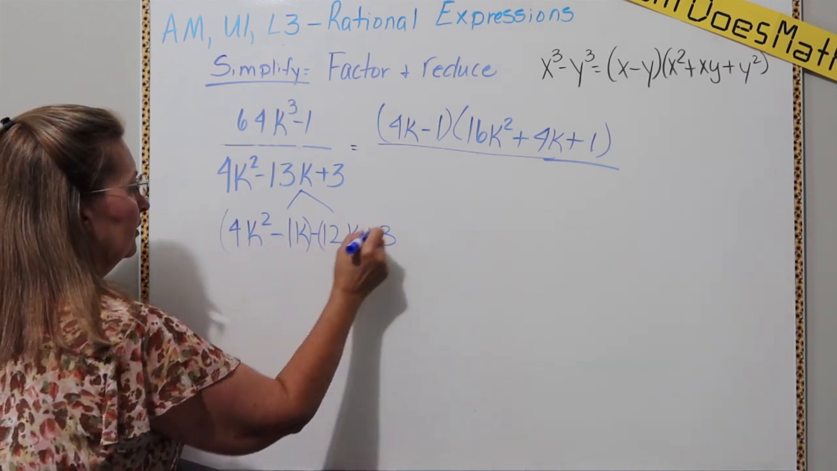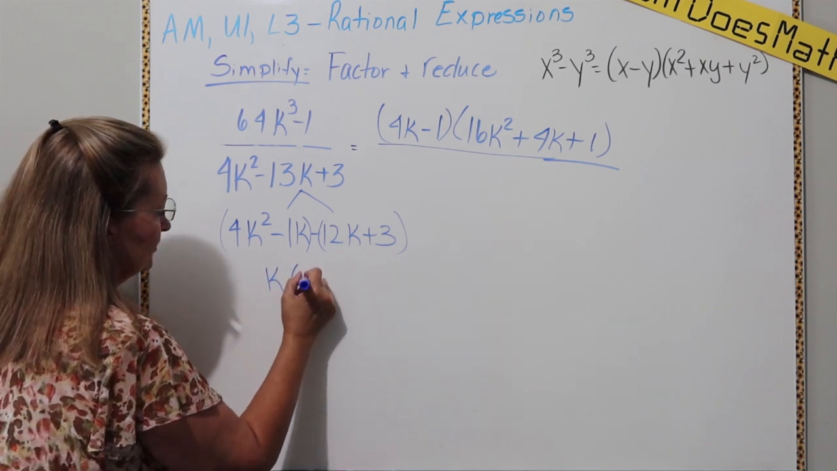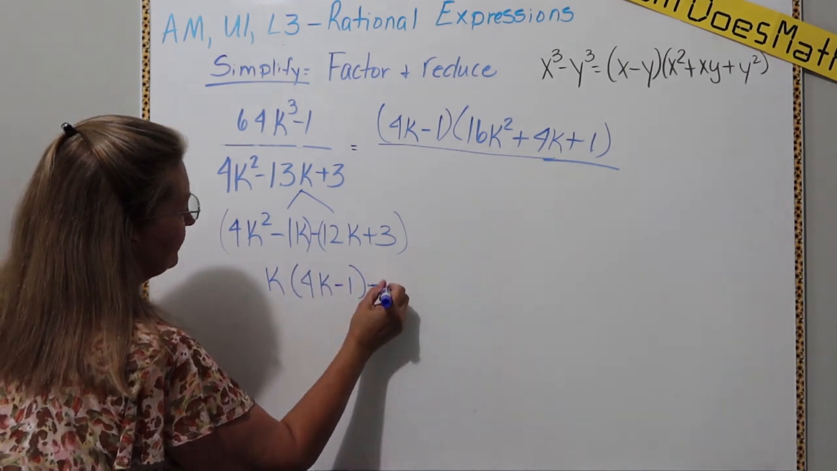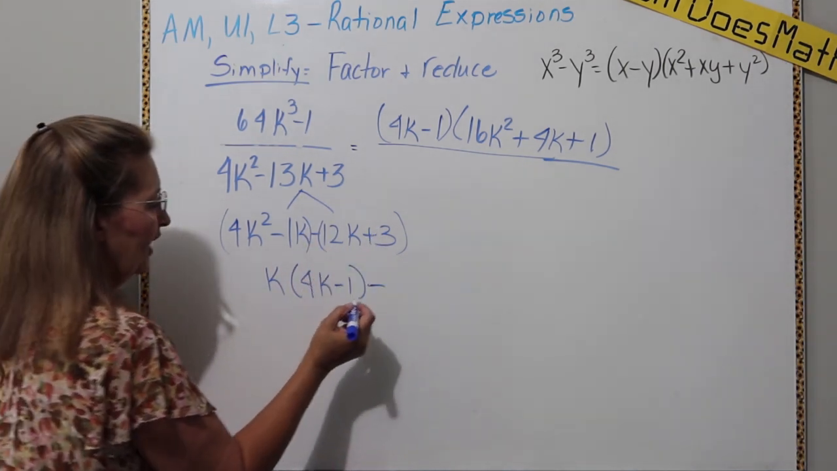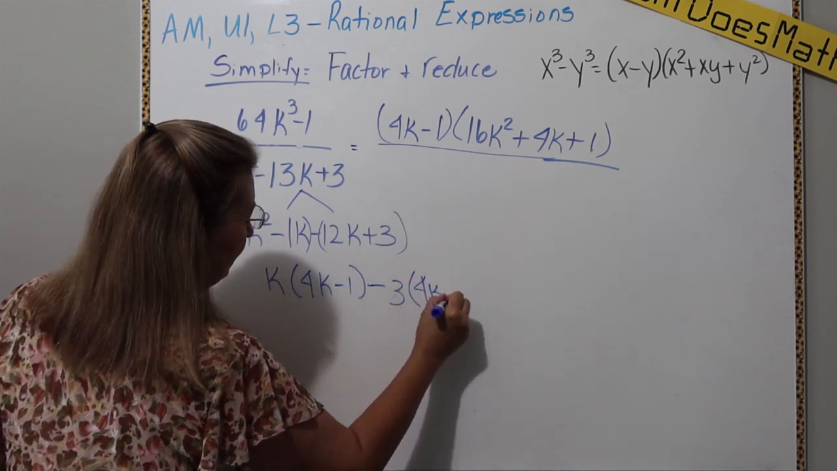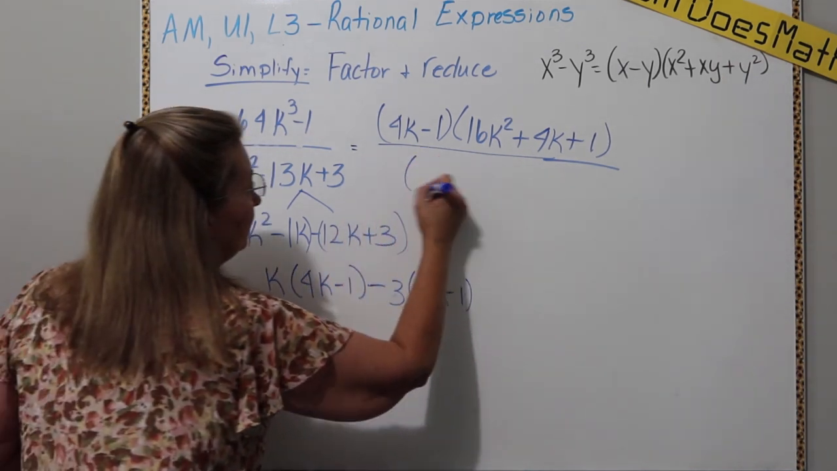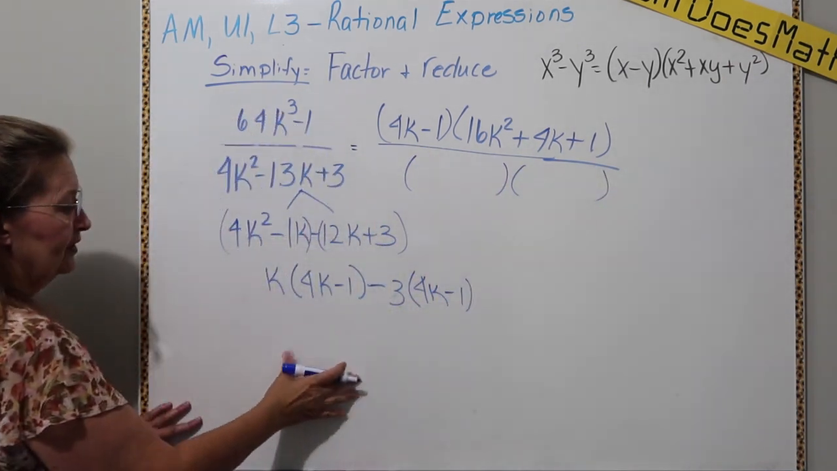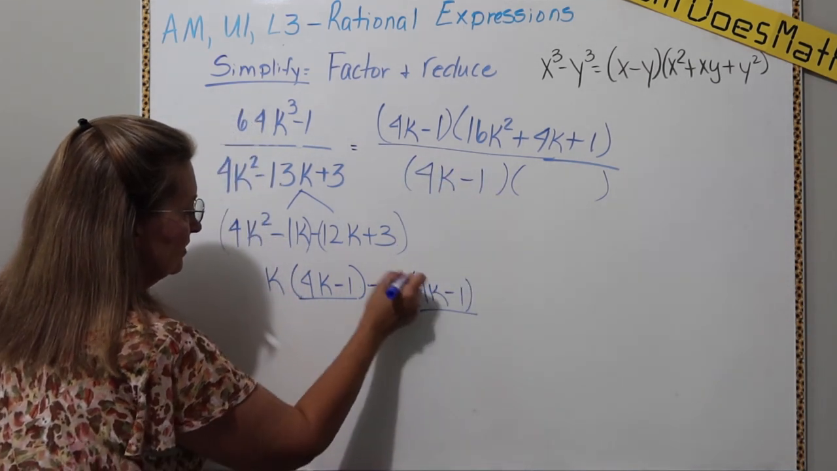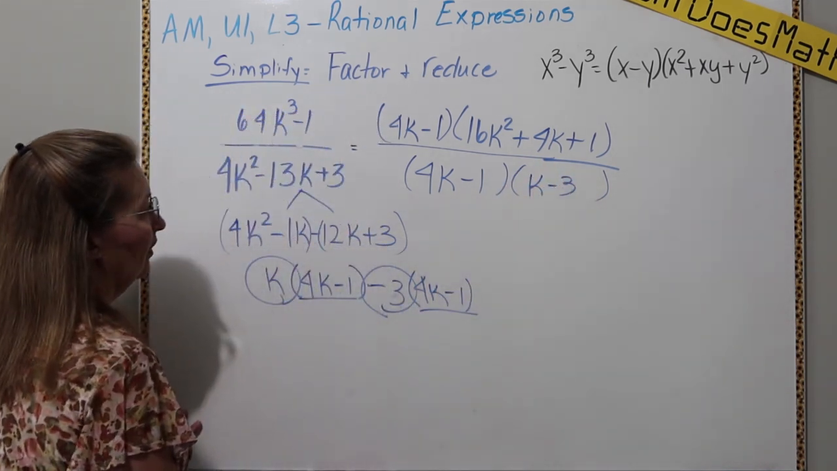So I'm going to group and group. All right, my greatest common factor here is k, so that will leave me with 4k minus 1. All right, I've got a minus sign. The greatest common factor between 12k and 3 is 3, so that's going to factor out and give me 4k. Now remember, this is a negative, so it's going to change that. All right, now when I come up here to put my final version, this is going to be my first set of parentheses, and these two will be my second.